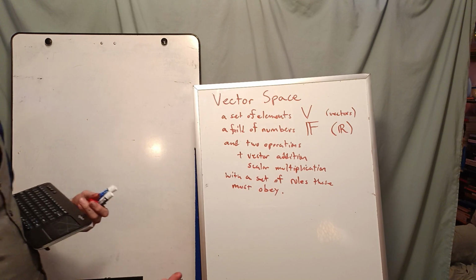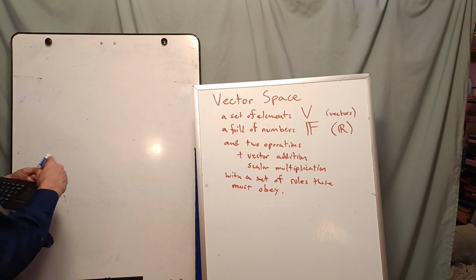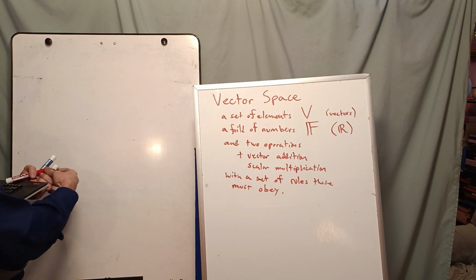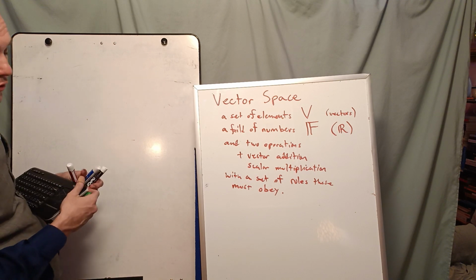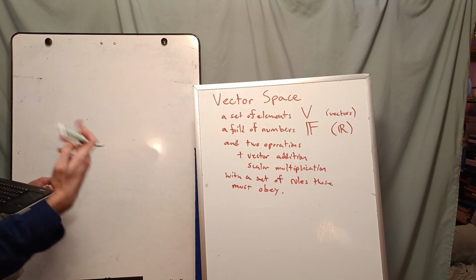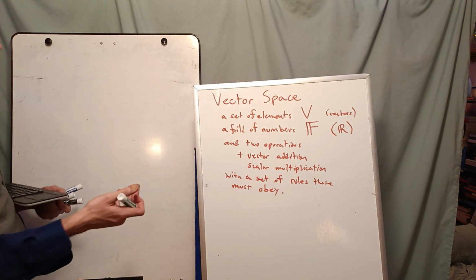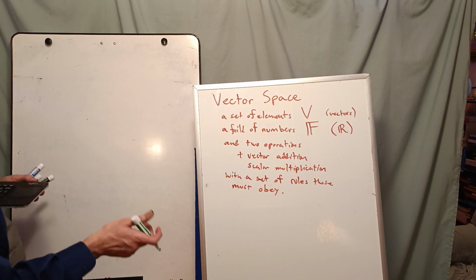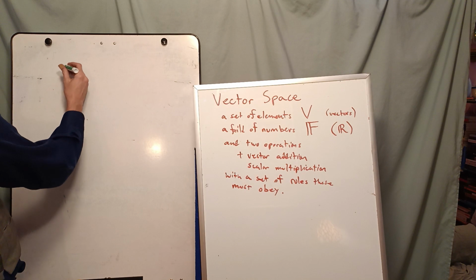Let me start writing down a few of them, and I think it'll be clear what they are and how we can be sure that in our case for directed line segments or arrows or what have you in Rn, they are obeyed. They are completely obeyed.